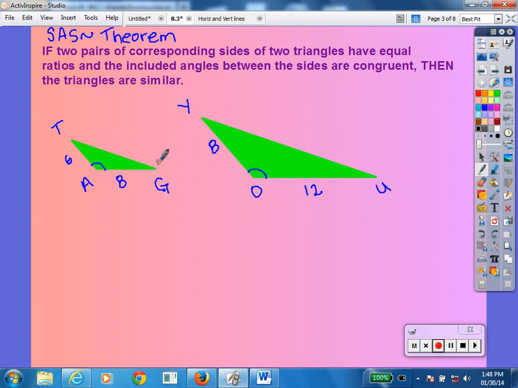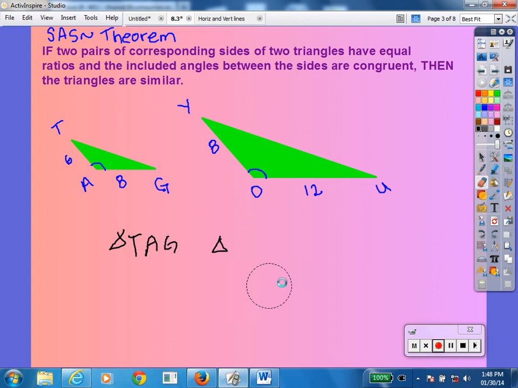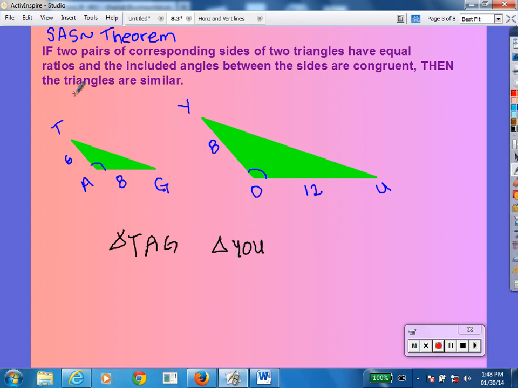Okay, so let me explain that. So you'll notice that I have triangle TAG and triangle YOU. Triangle TAG and triangle YOU. All right. And here I have a side that's marked and a side that's marked. The angles are marked congruent and these sides.